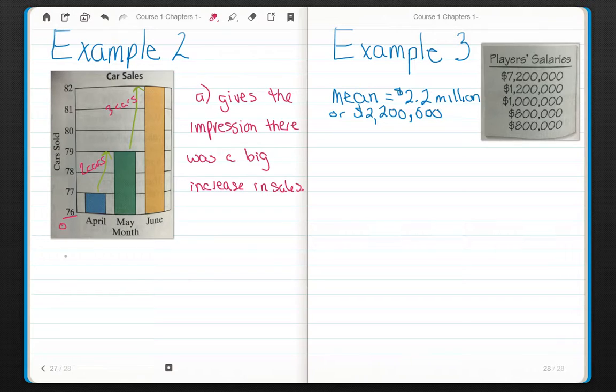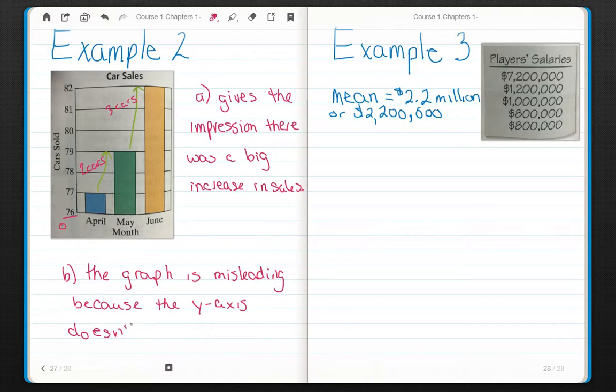So why is the graph misleading? The graph is misleading, which you all know the definition of because you looked it up, because the y-axis doesn't start at 0. Let's make this a capital T. It is a complete sentence. The graph is misleading because the y-axis doesn't start at 0.